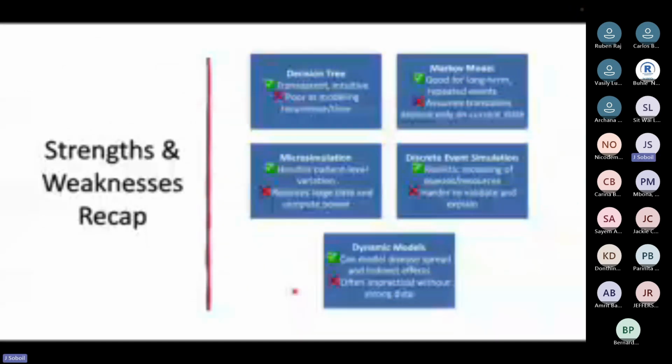So just recapping on the brief idea of the strengths and weaknesses of all these different models. A decision tree is really transparent and intuitive, but if it's a complex disease, it can quickly become overly complex, and it's also not able to model recurrence of disease, and it doesn't consider time at all in its model structure.